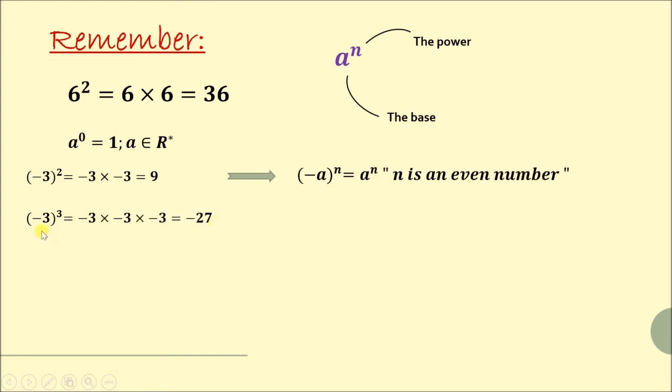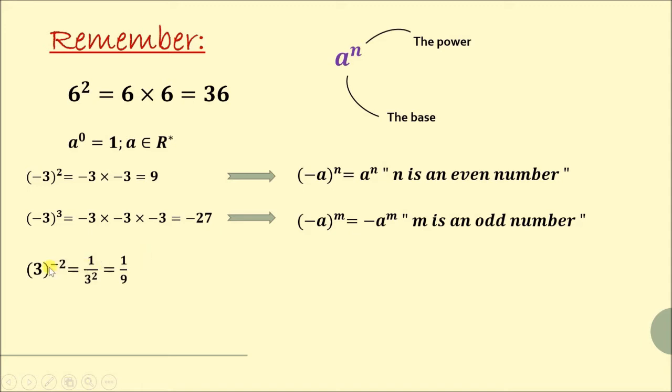Okay? If I have negative 3 to the power 3, it means multiply negative 3 by itself 3 times. Negative 3 times negative 3 times negative 3, which is negative 27, because negative times negative is positive, and positive times negative equals negative. So if I take a negative number to an odd power, then the negative will stay with me. We put the negative outside the power.